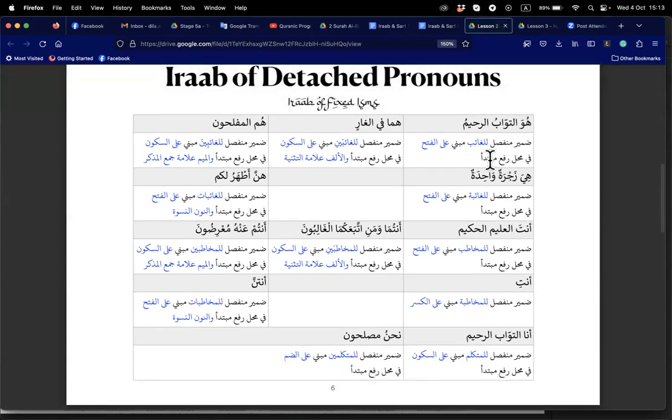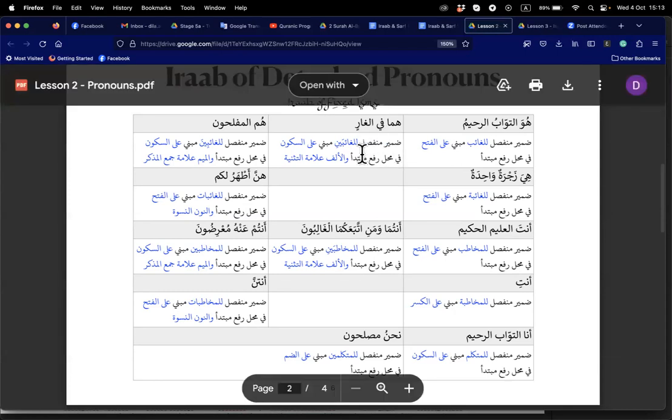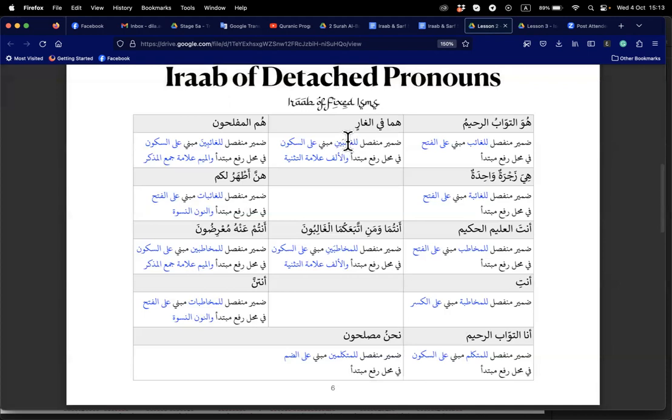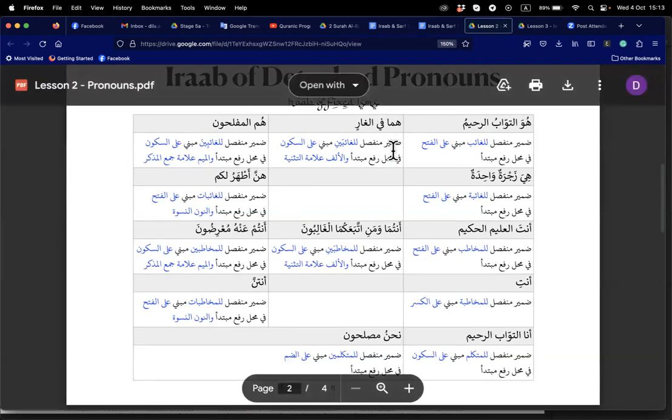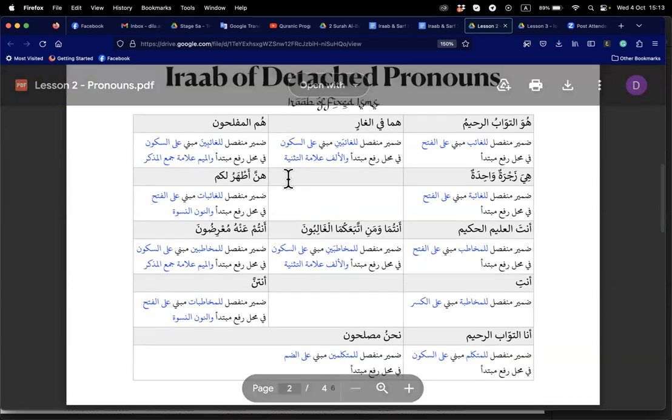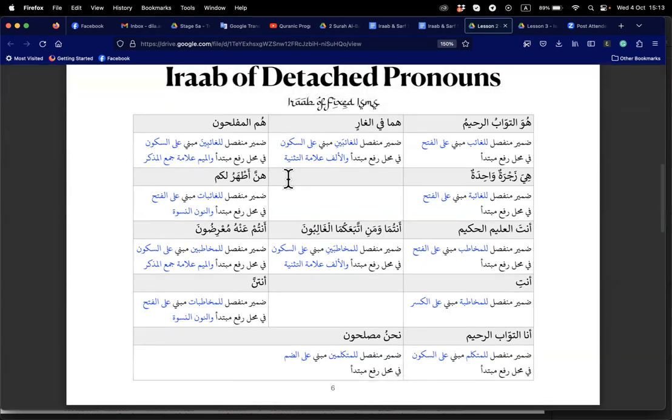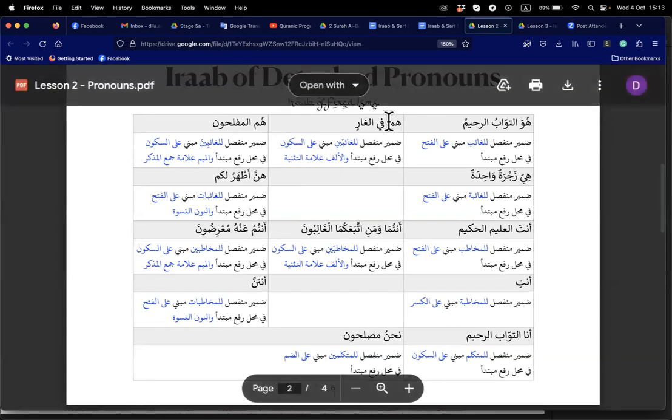And then huma, domir munfasil. So instead of ghaib, it's ghaib mutsanna. Still third person, but dual. We usually don't say all this. We just say domir munfasil, mabni, and then fi mahali rafa basically. But this is the full one, so that if you see it next time, then you know what it's saying. Okay, then it's mabni ala sukun.